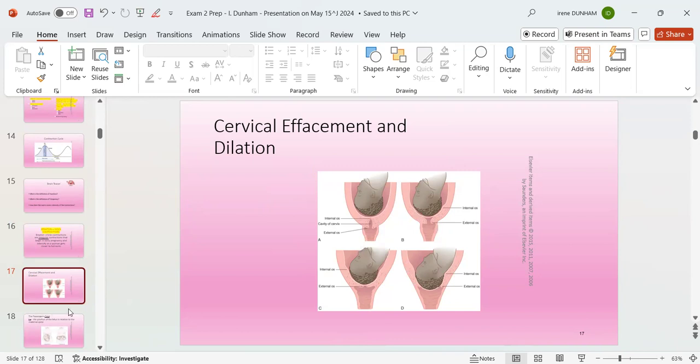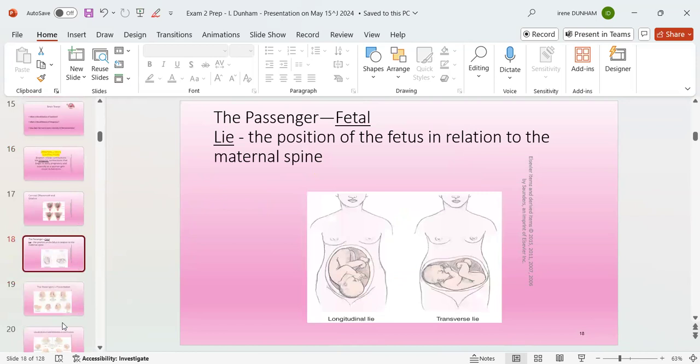So one thing I want you to always remember, it takes contractions to efface and dilate the cervix. And that's another indication that you know your patient's in true labor. When she's in true labor, she's having rhythmic contractions, but she's also dilating and effacing the cervix. Okay, I think we got that pretty well down pat.